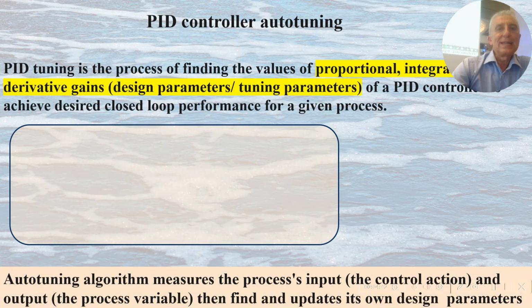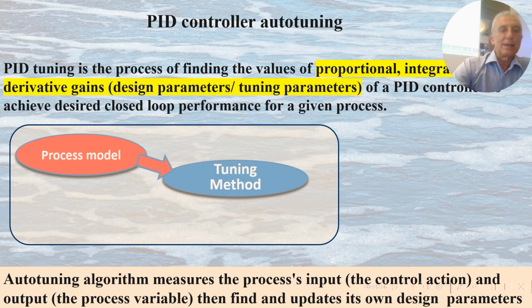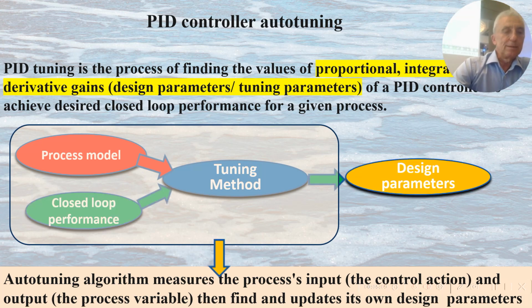What does it mean to design a PID controller? It means to use a tuning method to design a controller, to tune some parameters, which are presented here: proportional, integral and derivative gain, which are 3 parameters. To determine these parameters or to tune the controller, we need the process model, we need the performance for the closed loop, and together, using a tuning method, we can obtain the three design parameters.